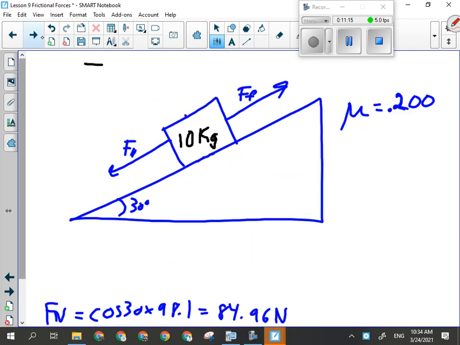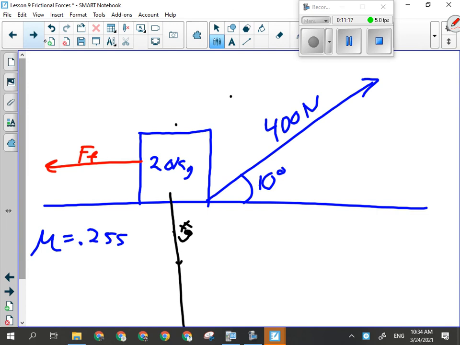Okay, so now that we've looked at that, I want you to try this one. Look, it's the same number, 400 newtons. 10-degree angle, 400 newtons worth of tension in the angled string or whatever we're pulling the 20-kilogram box with, and the coefficient of friction is 0.255. I want you to calculate the acceleration of the box. It is still moving along the table.